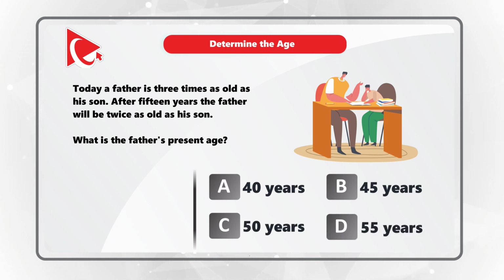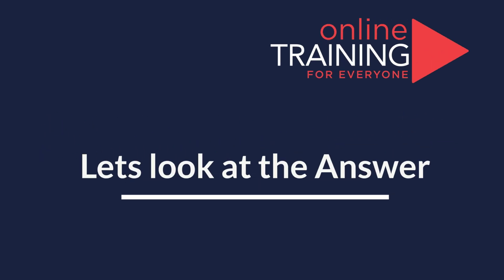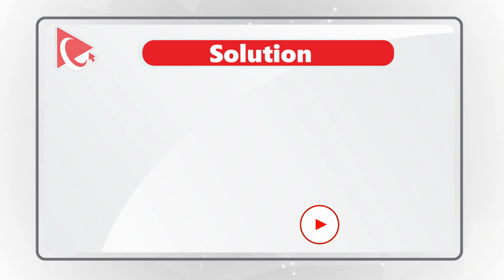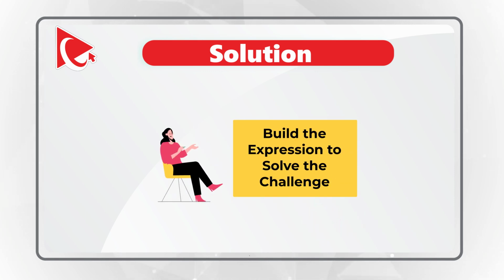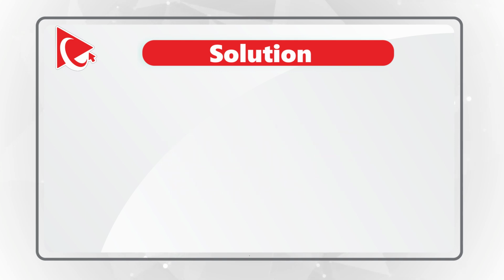Do you see the answer? Give yourself a little bit of time to see if you can come up with the solution. One of the ways to solve this problem is to take the number from the solution and see if it will work the math. But instead of doing that, we're going to build the expression and calculate the father's present age. In the first step, we're going to introduce 2 variables.